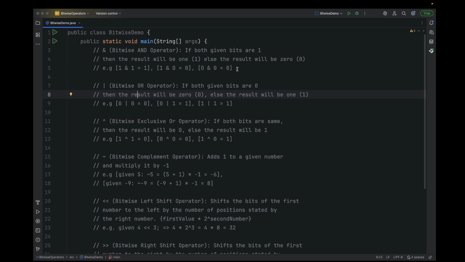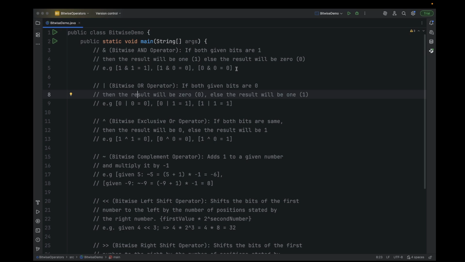Just like I told you earlier in our previous lessons, the computer only understands machine language, which is the zeros and the ones. And a single bit is represented by either a 0 or a 1. So when you see a 0 or a 1 in the machine language, it means a single bit. These bitwise operators are used to manipulate these bits.